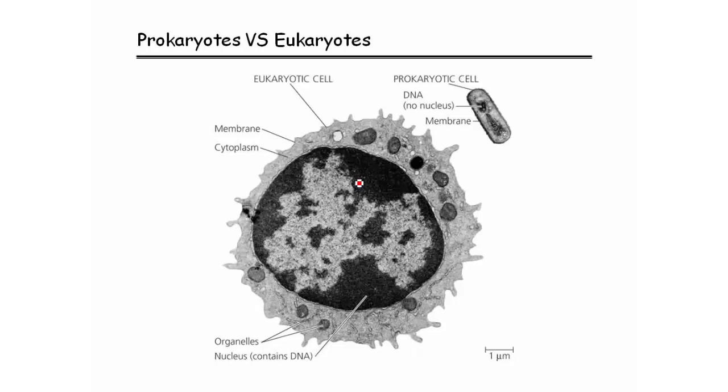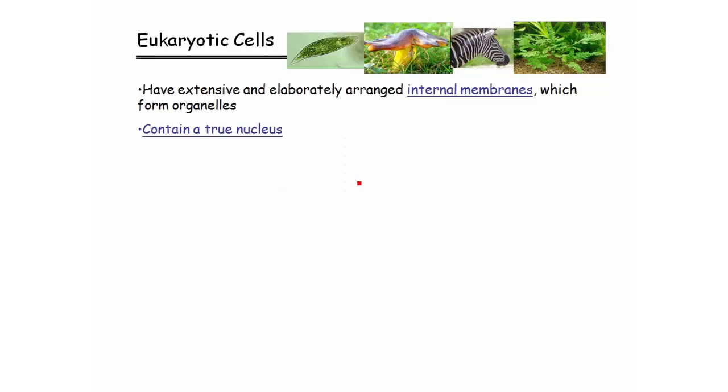So now we want to focus on the eukaryotic cells, talk about what makes them different from the prokaryotic cells, and then talk about the individual components that they do have. So first off, the eukaryotic cells are going to have extensive and elaborately arranged internal membranes. These internal membranes are definitely going to be phospholipid bilayers. We'll see that all membranes are phospholipid bilayers, and we'll talk about that in detail in Chapter 7, but they're going to have a lot of inside membranes.